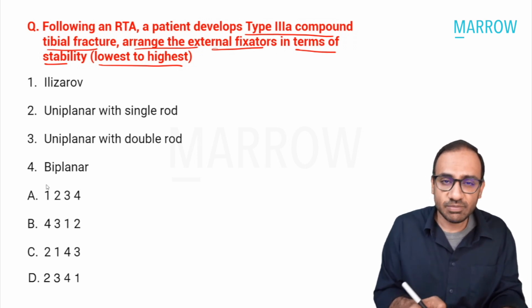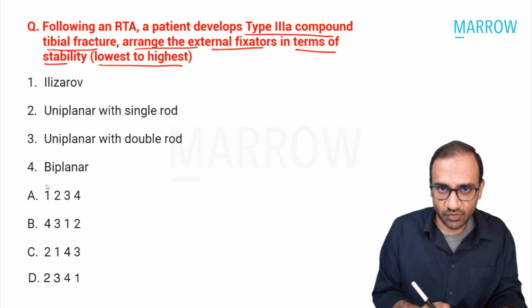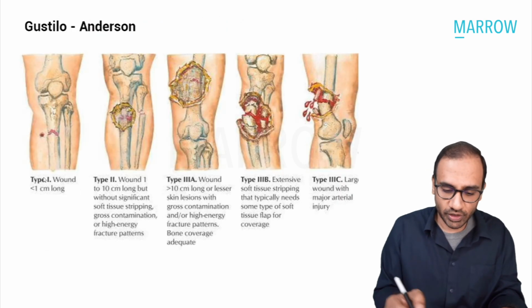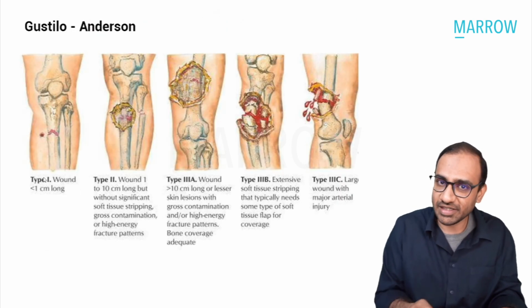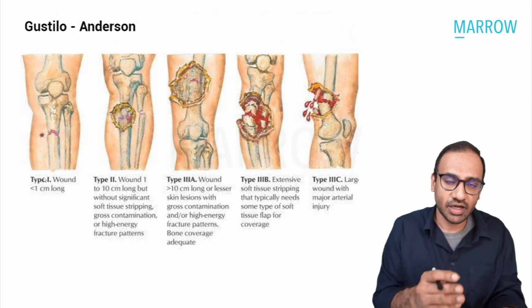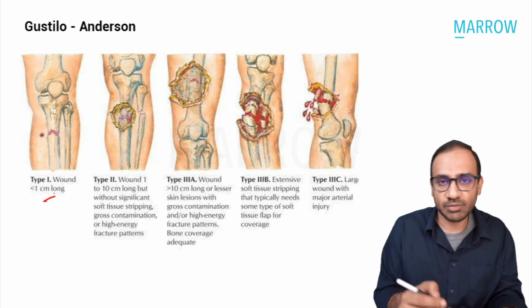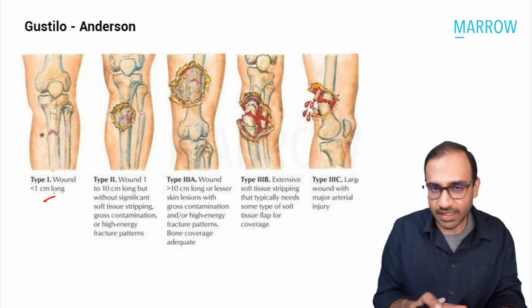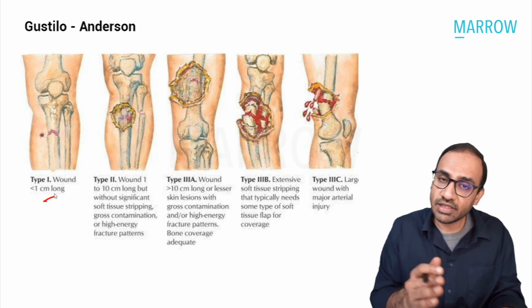So before looking at the options, let's understand what these various types of external fixators are. So quick review: open fractures are classified by Gustilo-Anderson's classification. Type 1 is less than 1 centimeter in size, type 2 is more than 1 but less than 10 centimeter size. Type 3 has 3A, B, and C.